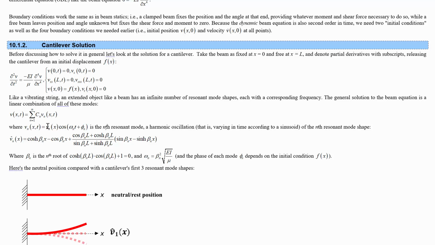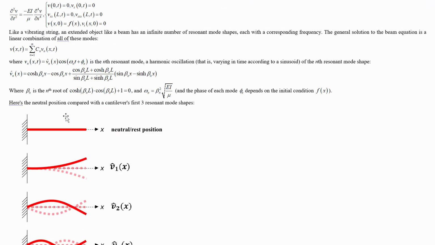So what do the mode shapes look like? This is the mode when you take the mode shape and you oscillate it harmonically by multiplying it by a cos function. This thing by itself, the thing that only depends on x, is the mode shape. For a cantilever, it turns out that the mode shape looks like this.